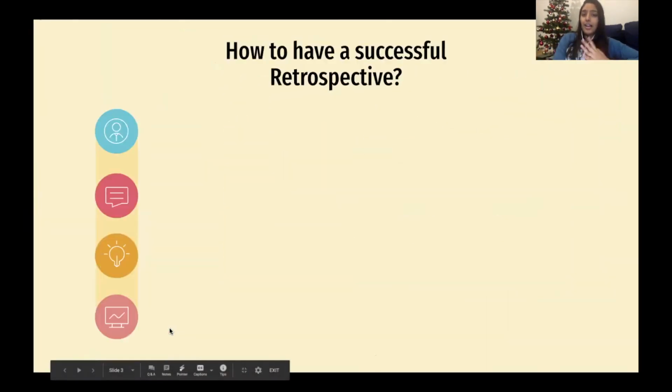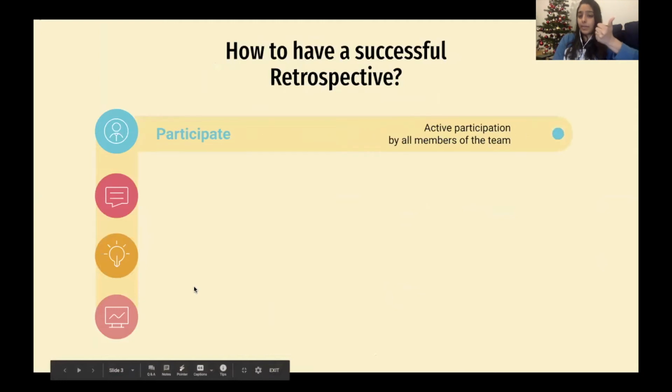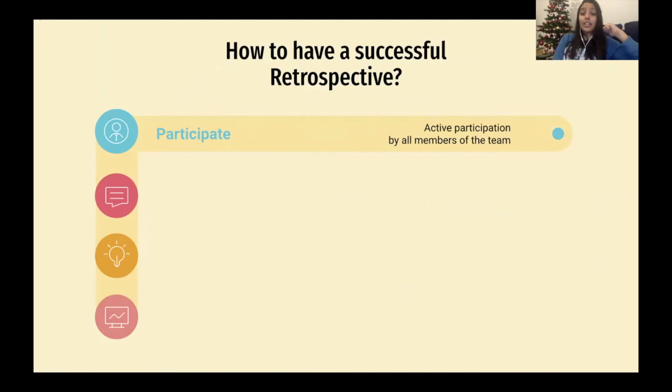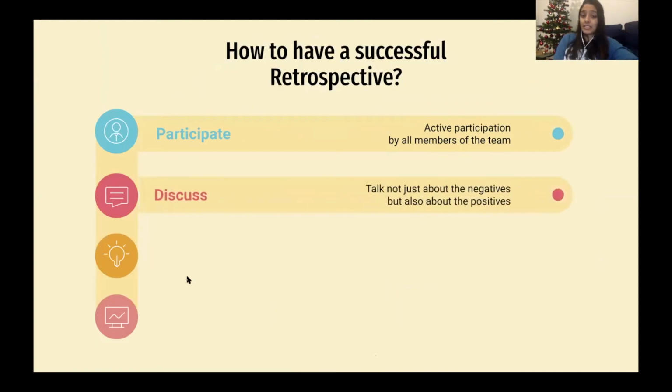Now, how do you have a successful retrospective? Very simple. There's just 4 things you need to do. Participate. Ensure every member of your team participates actively in terms of giving points, receiving points, discussing points, and coming up with action items. Discuss. Don't just talk about the negatives, because a lot of times I've noticed people say, oh, retrospective is equal to something is wrong. There are a lot of good things that happen in that sprint or in that project. Talk about those as well.